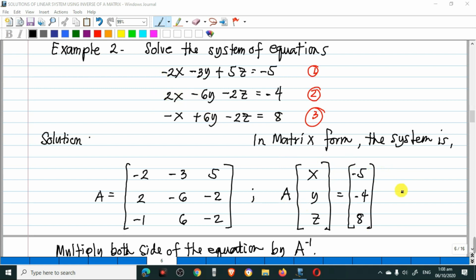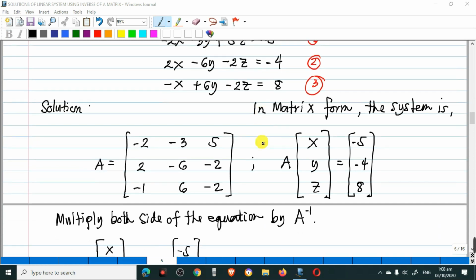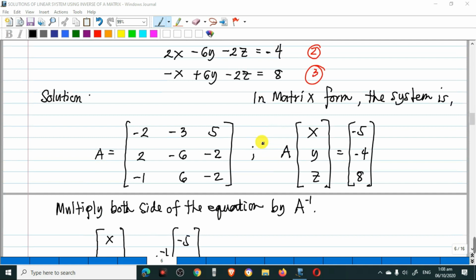Kumbaga, ito yung nasa matrix form, ito naman yung nasa system of linear equation form mo. So these two equal lang silang dalawa. Okay? Magkaiba lang yung form nila. Okay? Anong sunod nating step?